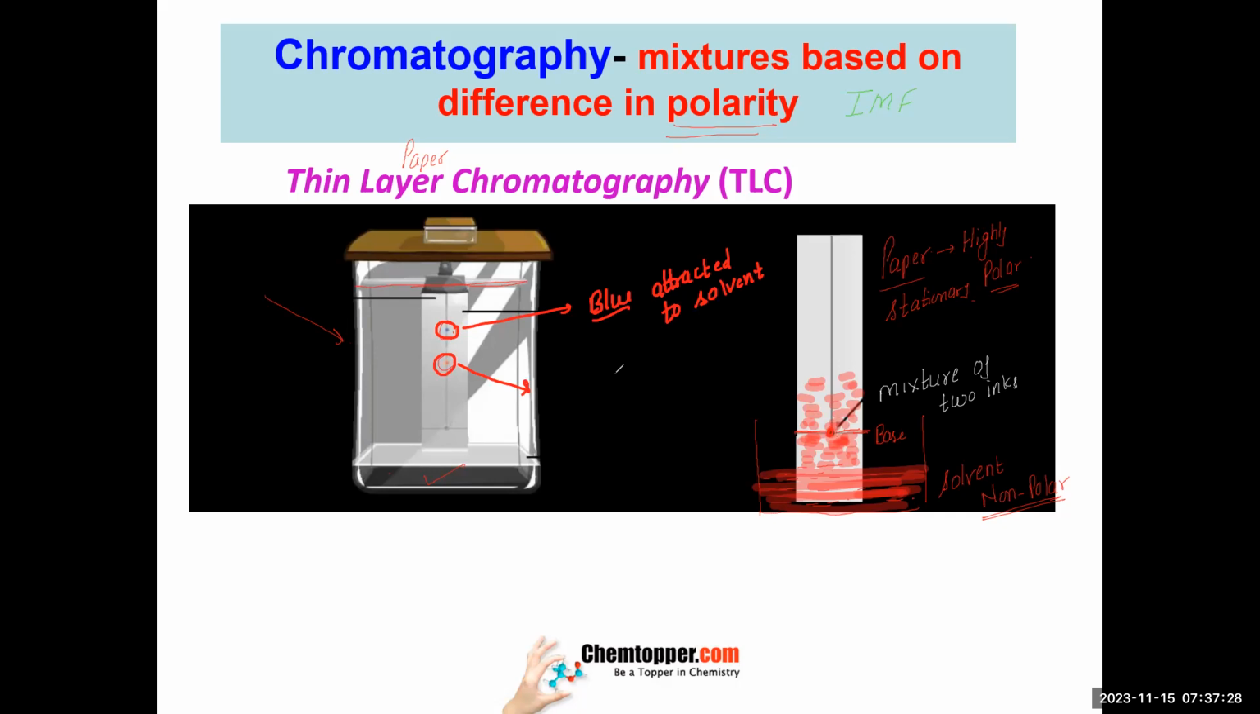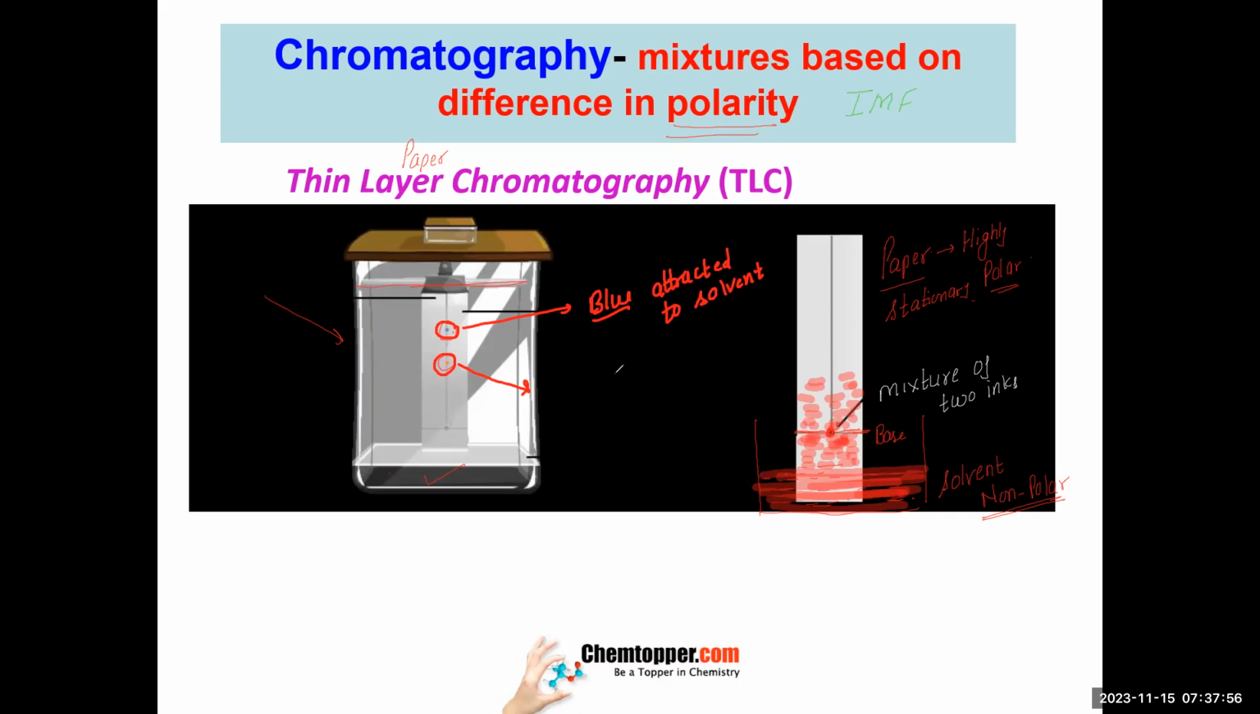Yes, so the component of the mixture which is more attracted to the paper will move slowly. Paper is stationary, but the component which is more attracted to the solvent, solvent is moving. Solvent is liquid, moving up. So the component which is more attracted to the solvent will go more up.